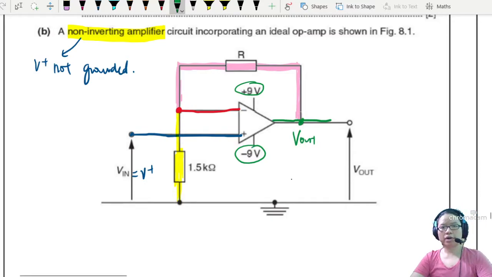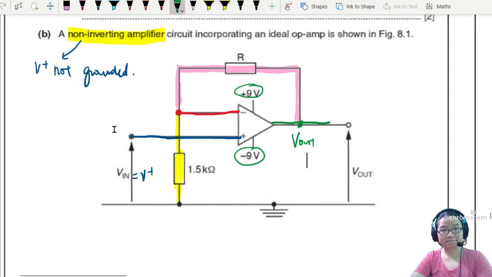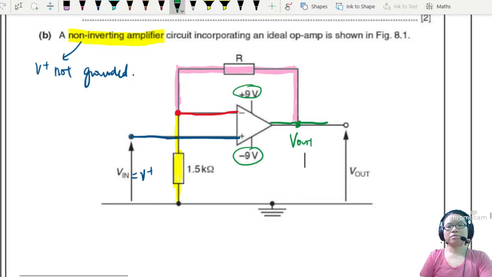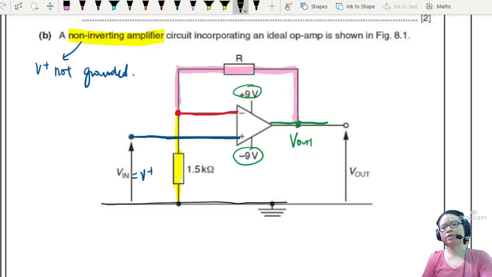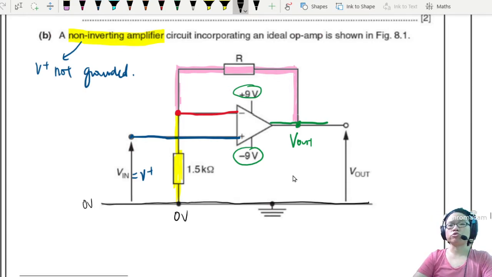Pretty standard stuff. It's non-inverting because the V plus is not grounded. Ground is here. Whenever we see a circuit, immediately you should identify the common points in your brain. This is 0 volt. You know we are going to straighten this one already somewhere along the line. But let us read the question first.